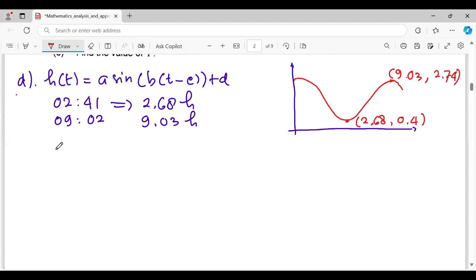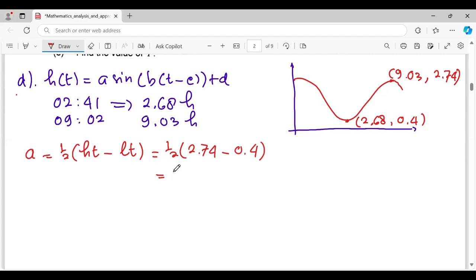Okay. Now, we are going to determine A. A is the amplitude. Amplitude is half of the difference between high tide and low tide. So it is half times high tide minus low tide, half times 2.74 minus 0.4. And if you calculate, the result is 1.17. And the next is D. I would like to find D first. After that, find the period and B and C.